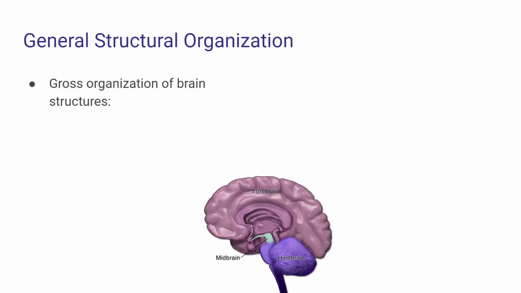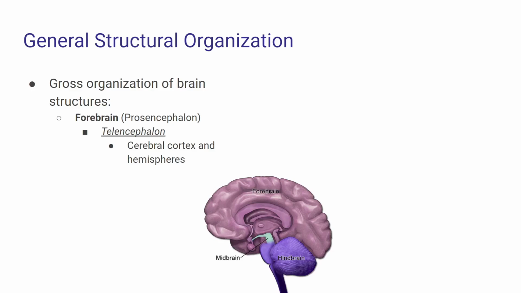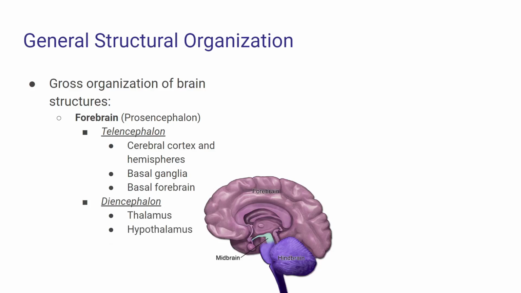Here's some of the gross structures for brain organization. So you have the forebrain, also called the prosencephalon, which is the most superficial aspect, as you can see in the graphic. And that can be divided into both the telencephalon, which is things like the cerebral cortex and the hemispheres, the basal ganglia, the basal forebrain, as well as the diencephalon, including things like the thalamus, the hypothalamus, the epithalamus.